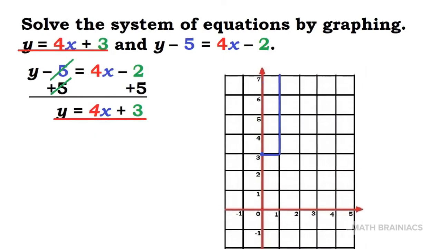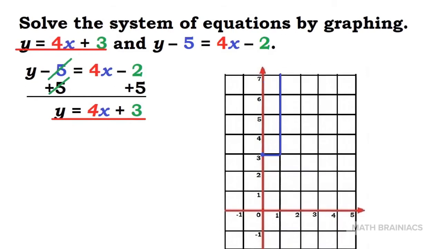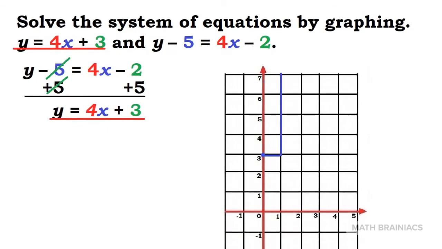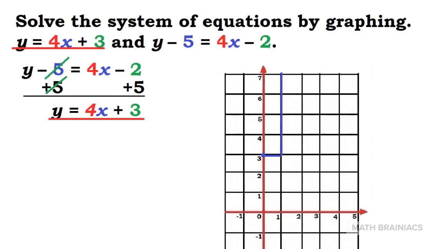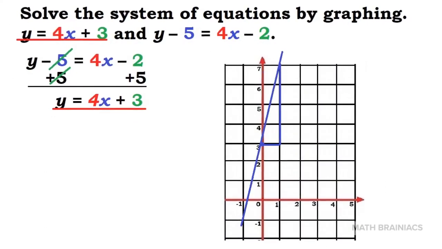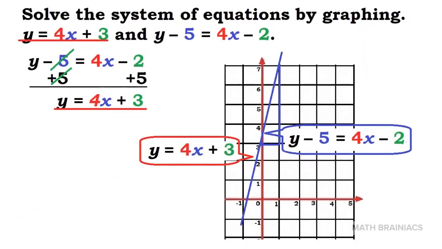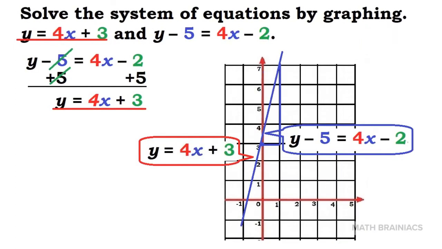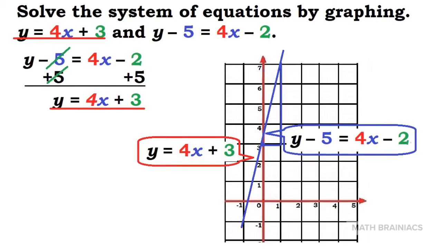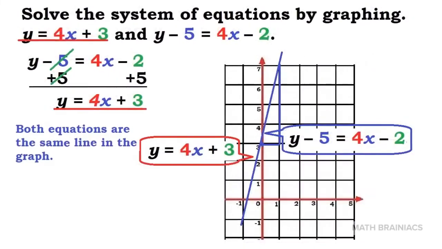Let us graph the equation. The y-intercept is 3. When x is 0, y is 3. And the slope is 4, which is the same as 4 over 1. Accordingly, it is 1 right, 4 up. Let us connect the 2 points with a line. The line is both the same for the system of equation y is equal to 4x plus 3 and y minus 5 is equal to 4x minus 2.